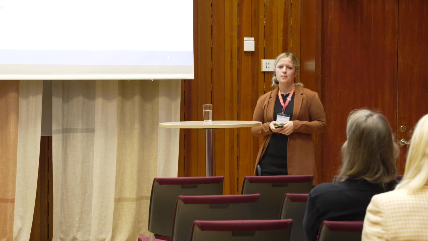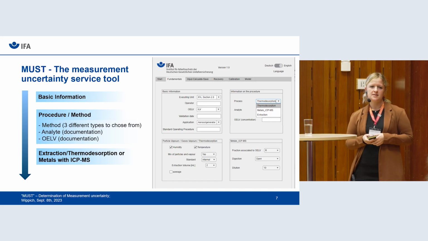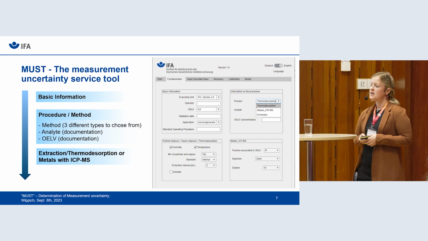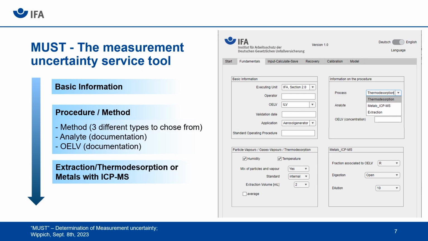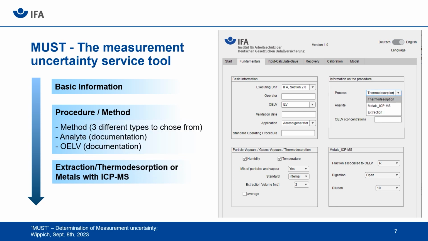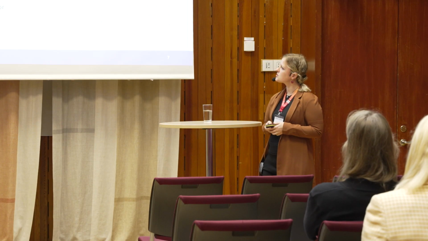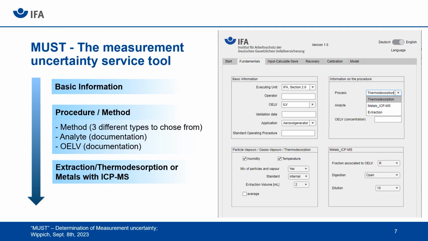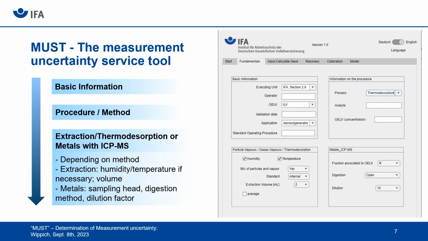We also want to enhance and expand this tool for more measurement methods. Right now we have thermodesorption, metals with ICP-MS, and also the extraction methods. Depending on which method you choose, you have to consider different windows or boxes at the bottom. For extraction or thermodesorption, you have the left window, and for the metals with ICP-MS, you have the right window to consider and to fill in or choose from the drop-down menus.